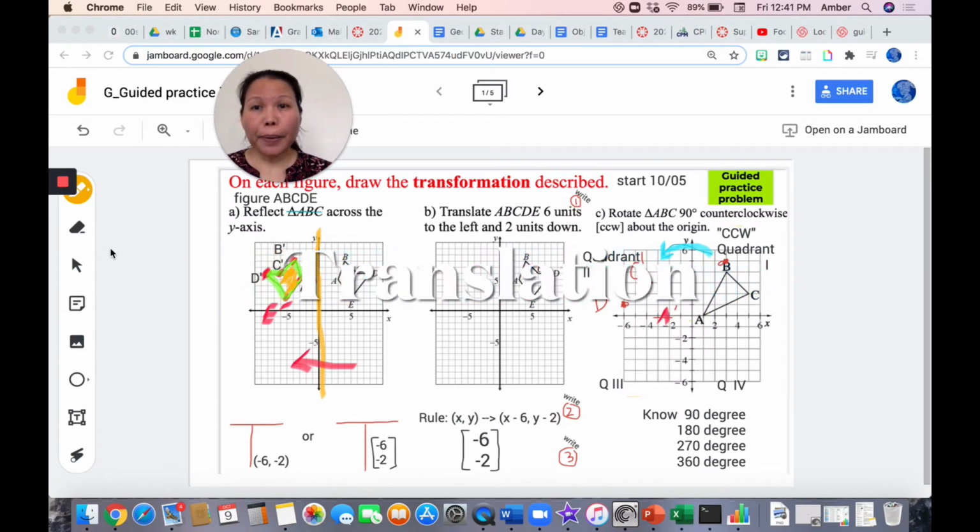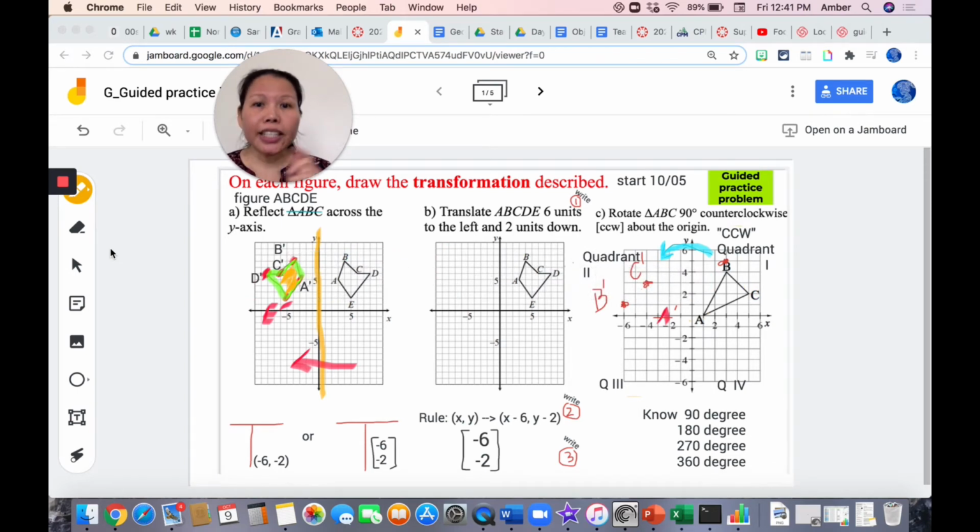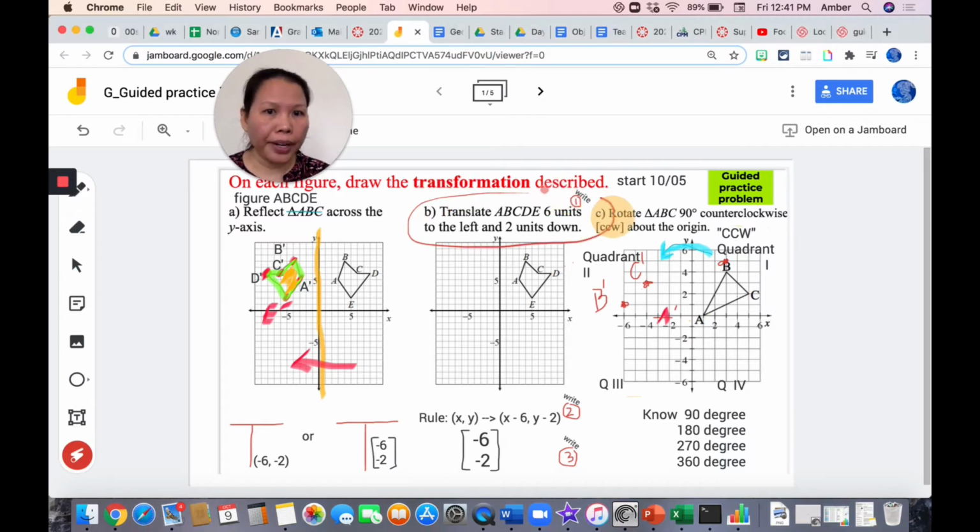Guided practice problem B, we ask you to translate A, B, C, D, E, 6 units to the left and 2 units down. There are 3 ways that you can write this translation. Way one, this is the basic way. When we first learned it, basic.